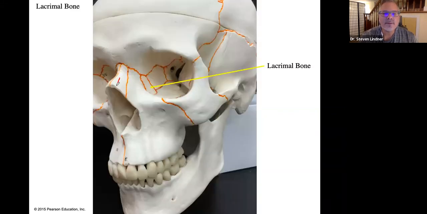So this is the nasal bone. This is the lacrimal. This is the ethmoid. And the rest of all this is sphenoid.